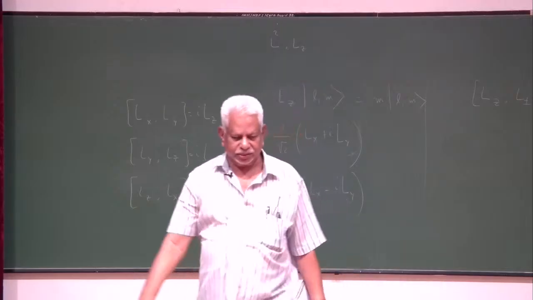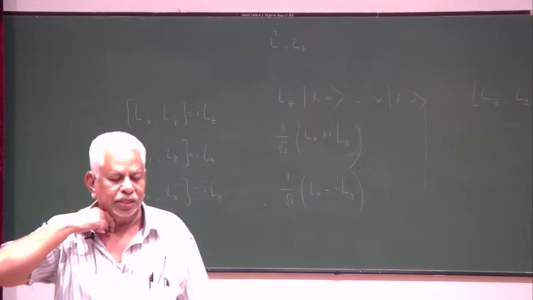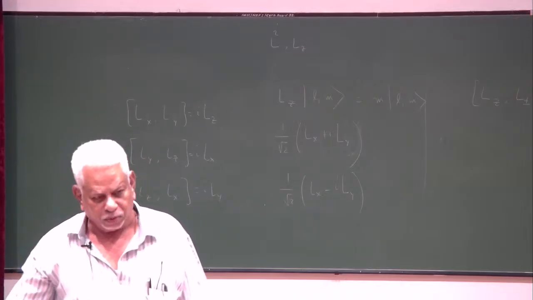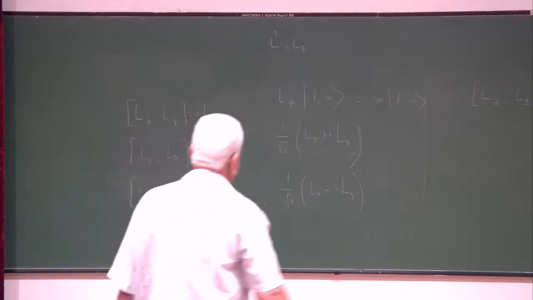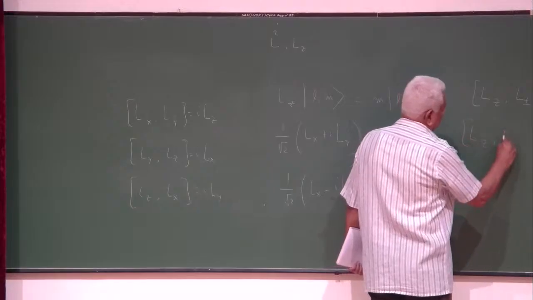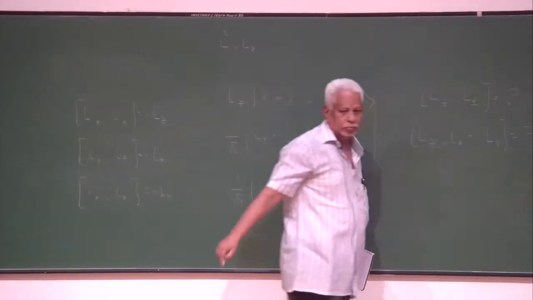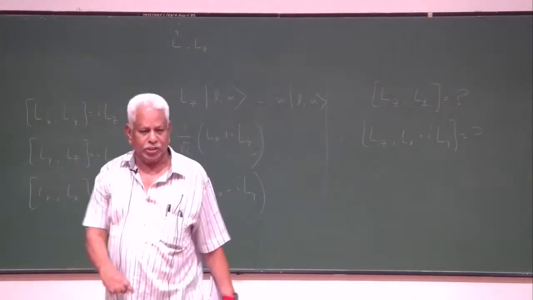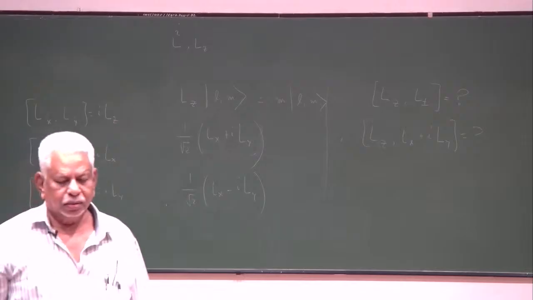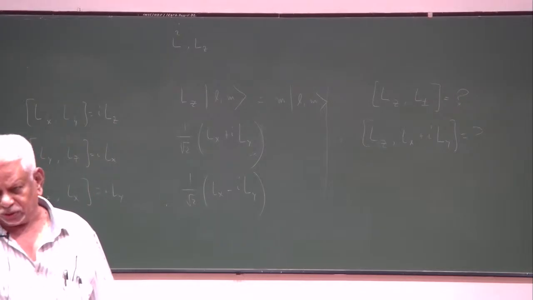Take it as an exercise. Lz with L plus, you can work out with Lx; L plus is Lx plus iLy. So what I am asking you to work out is Lz with Lx plus iLy. What is on the right hand side? I have already given the commutation relation, you already have that. And Lz with Lx minus iLy, both of them.